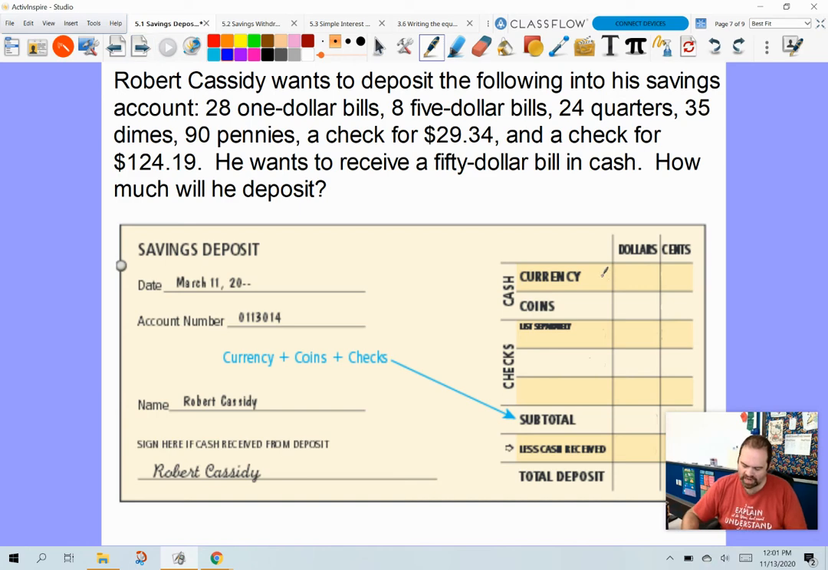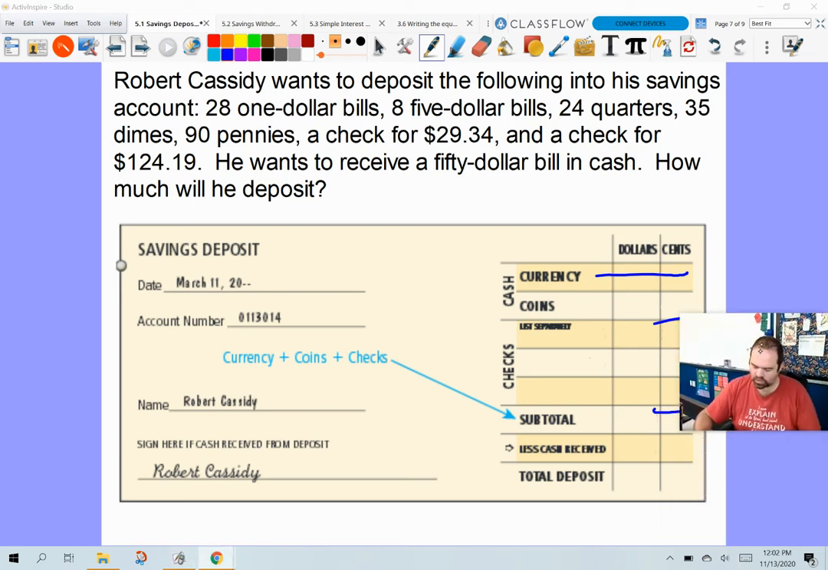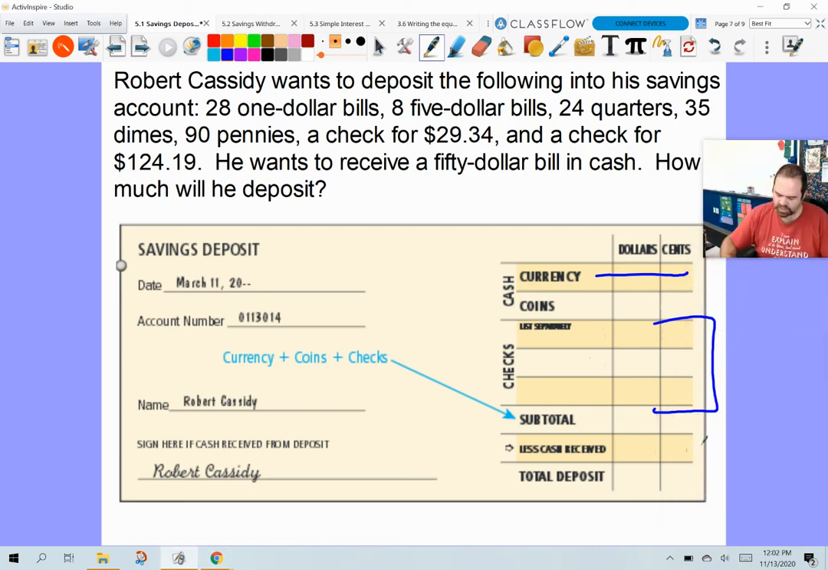You would add up all your currency and go in this line. I don't know why coins are listed separately, but on the checking account, it was all one thing. And then if you have any checks, they would go in here, add it all up for your subtotal. And then if you need to, subtract off for any cash here. Okay, so you're doing the same thing here. You're calculating the grand total deposit.